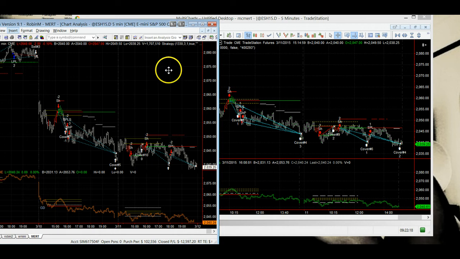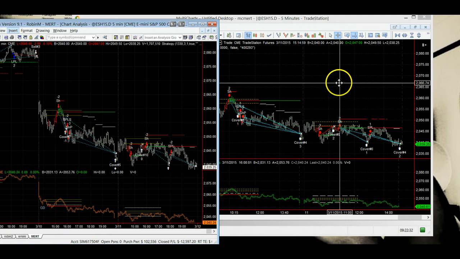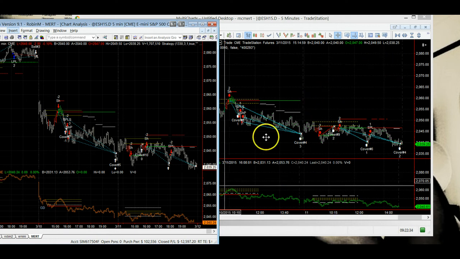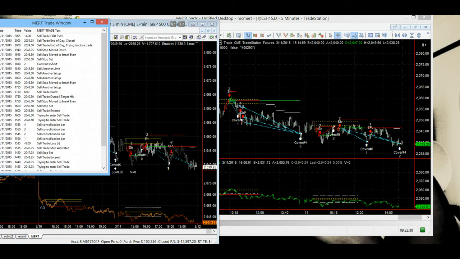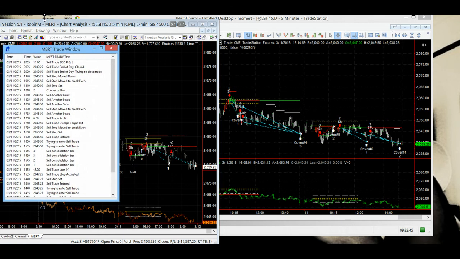In future, I'm going to keep TradeStation set to 3 contracts and multi-charts set to 2 contracts, so I can discuss the differences. With multi-charts, there's one or two small differences. The trade window, which is available under TradeStation, is not available under multi-charts. They don't have the feature to produce this window.